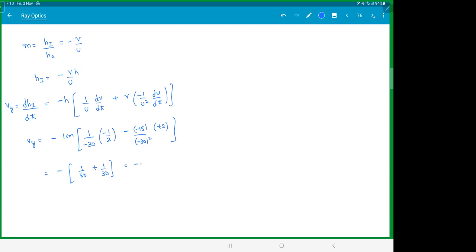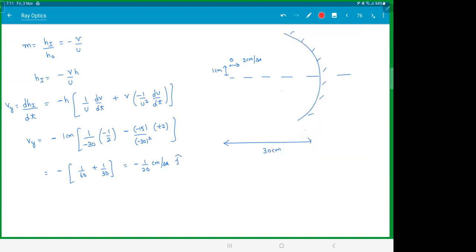1 by 6 plus 1 by 3, 2, 3 by, minus 1 by, minus 1 by 20 centimeter per second, j cap. So this is what is happening. Object is here going with 2 centimeter per second at a height of 1 centimeter at a distance of 30 centimeters.